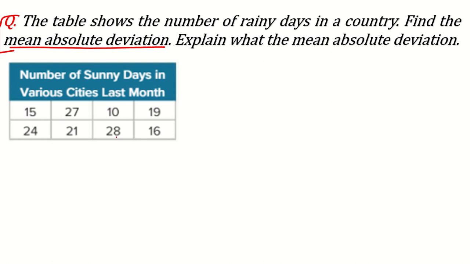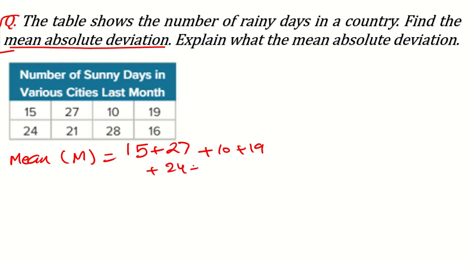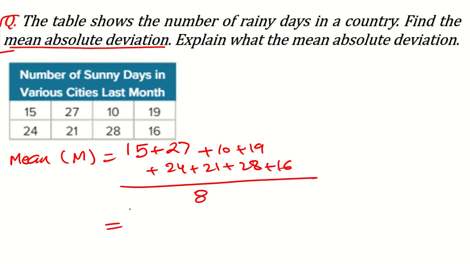For the absolute deviation, first you will find the mean. The mean m is equal to the sum of all the numbers: 10 plus 19 plus 24 plus 21 plus 28 plus 16, divided by how many numbers? 1, 2, 3, 4, 5, 6, 7, 8. Now add all these numbers: 5, 7, 12, 12 plus 9 is 21, 21 plus 4 is 25, 25 plus 1 is 26, 26 plus 8 is 34, 34 plus 6 is 40.